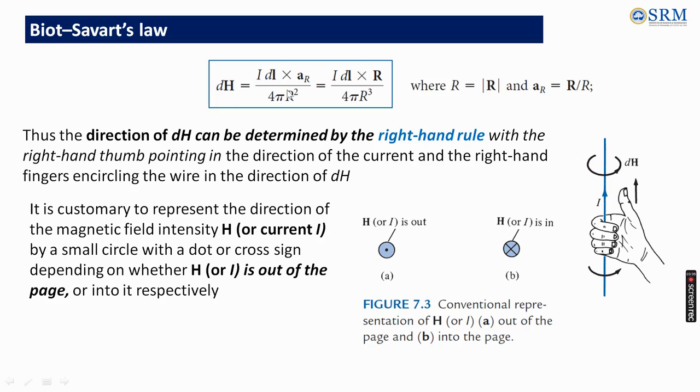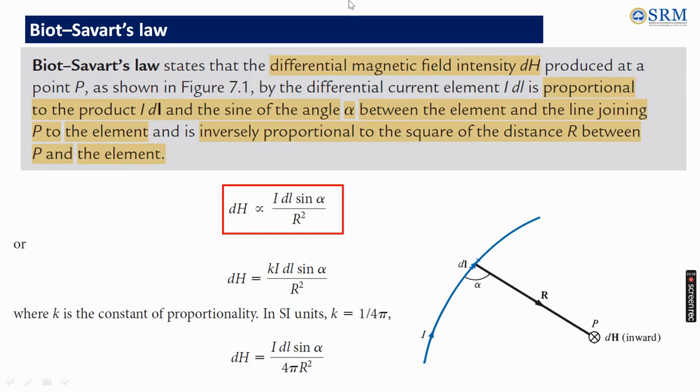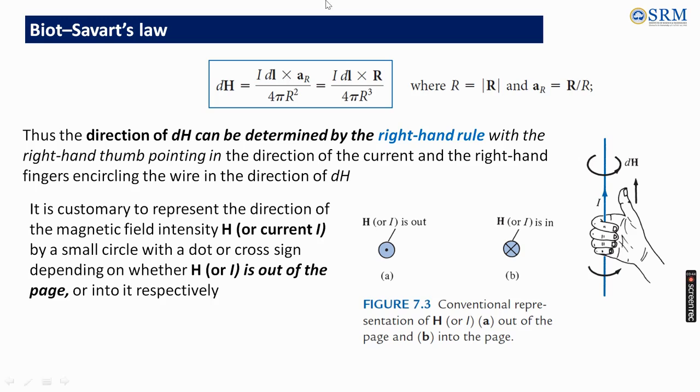The same magnetic field intensity that we got here, I can rewrite in terms of cross product, because in cross product only I will have the sine of the angle: dH equals I dl cross aR cap by 4 pi R square. This aR cap is a unit vector, that is vector divided by its magnitude.